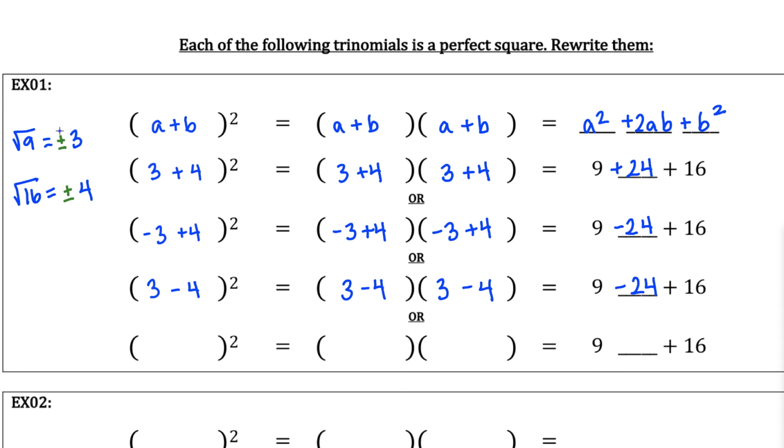And lastly, I could say that both of these were negative. I could do negative 3 and negative 4, squared, is negative 3 minus 4 times negative 3 minus 4. I can show it because negative 3 times negative 3 is positive 9, and the last step would be negative 4 times negative 4, which is positive 16. So negative 3 times negative 4 is a positive 12, and there's 2 of them, so it's positive 24. Cool. Not too bad.